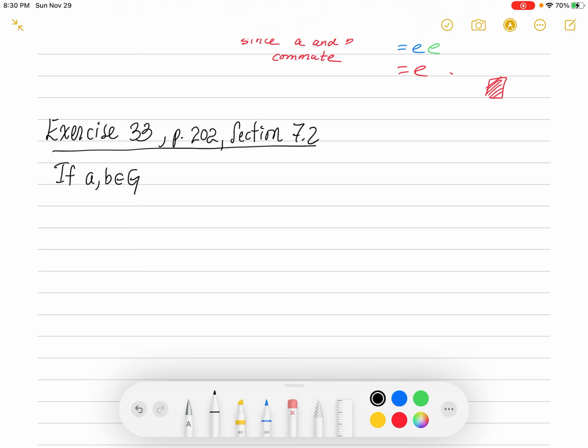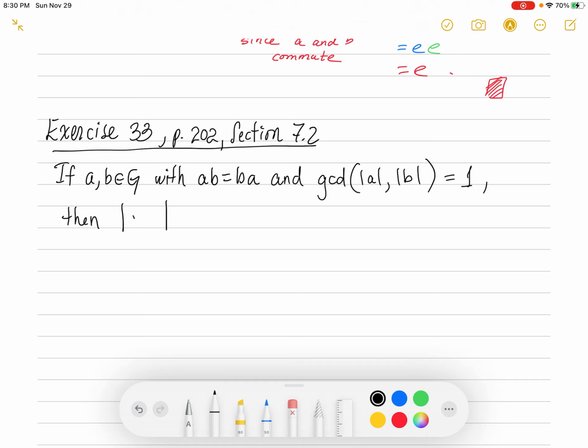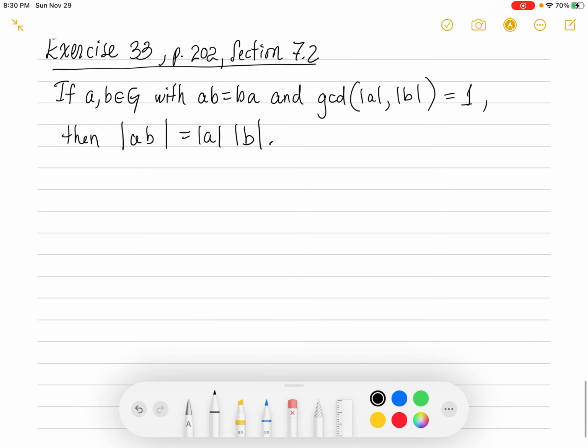If A and B are elements of a group G, with those elements commuting, in other words, AB equals BA, and their orders are relatively prime. I should say their orders are relatively prime, not that the elements are relatively prime. We don't know if they're numbers, but their orders are relatively prime. It means the greatest common divisor of their orders is 1. Then the order of AB is equal to the order of A times the order of B.